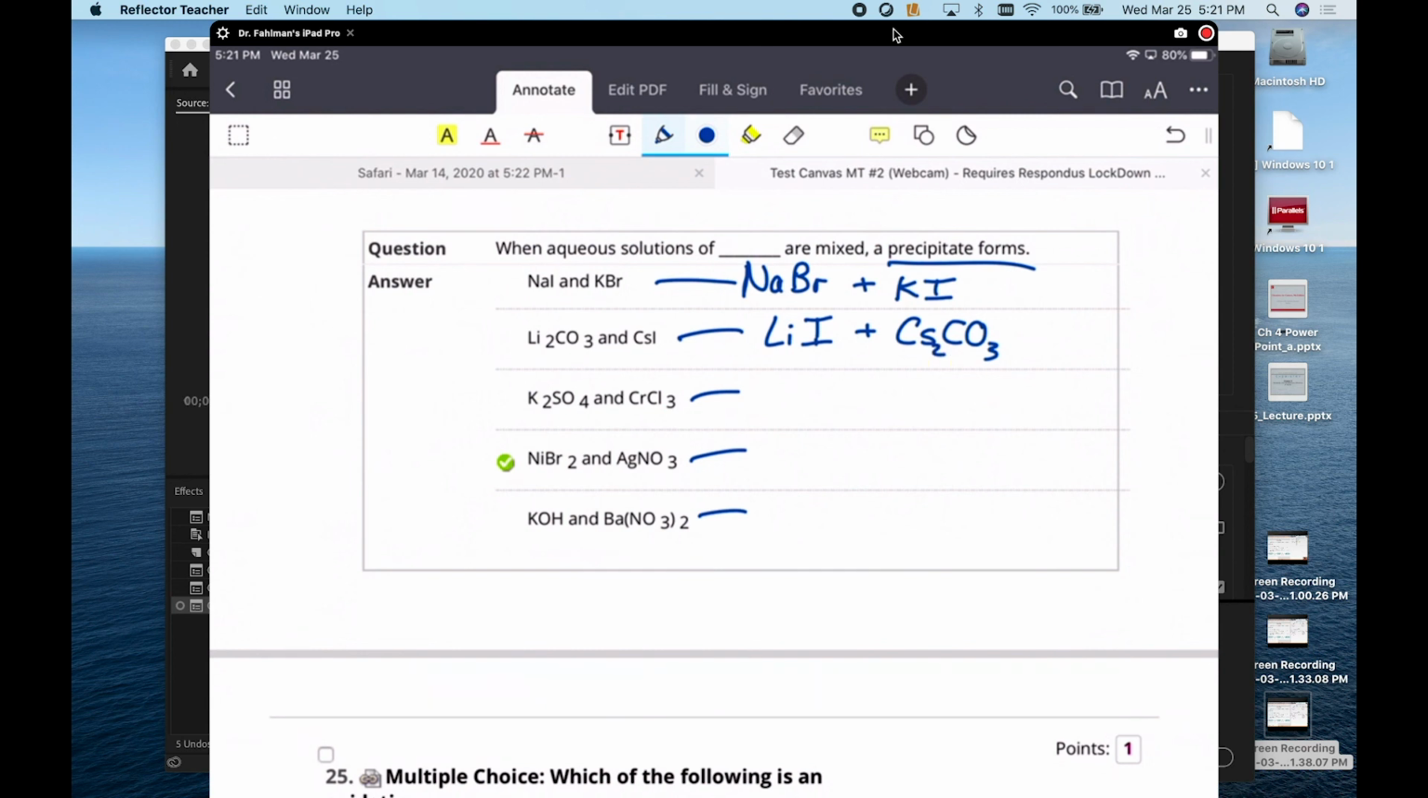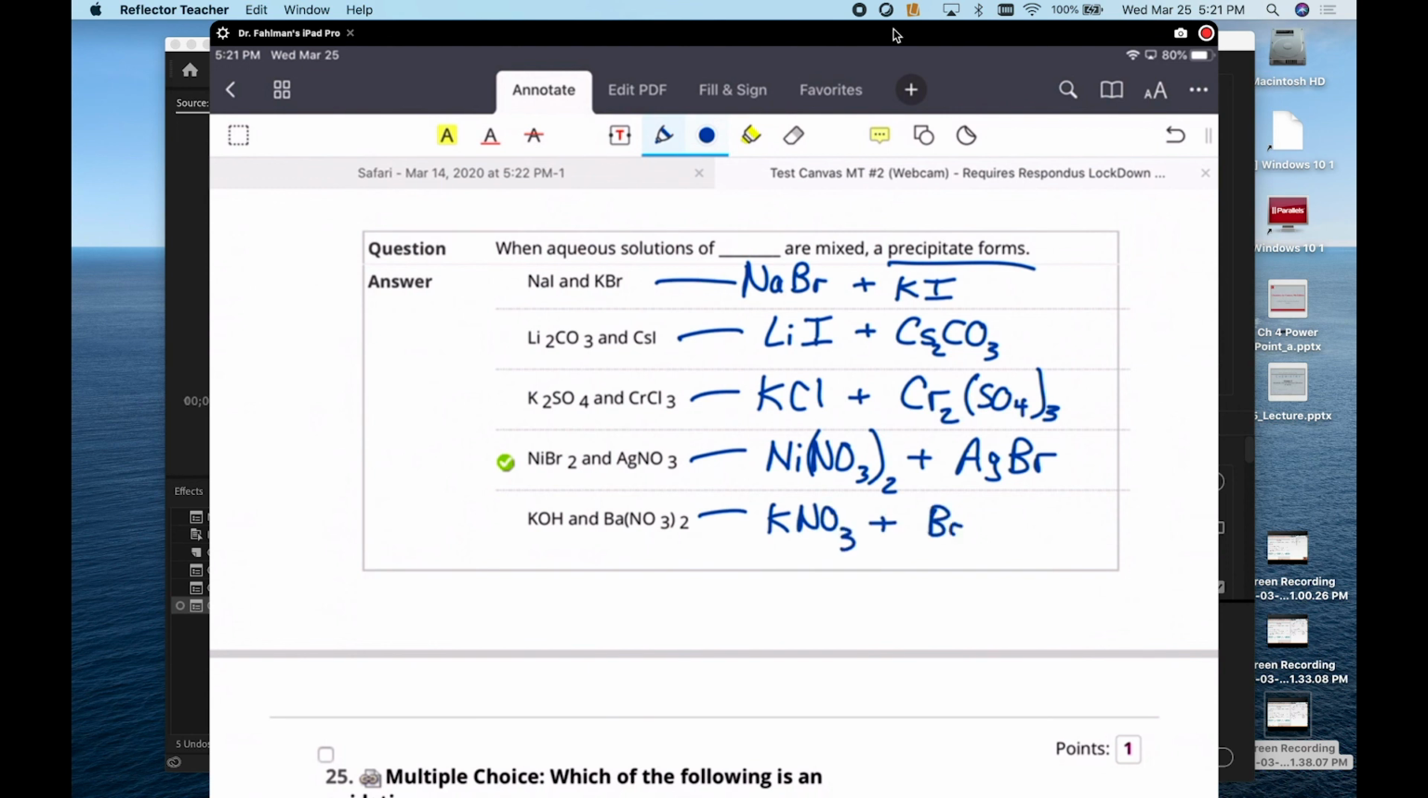And then this is going to be KCl and chromium. That's chromium-3. So that means you're going to have a 2 and then SO4 × 3. Okay. This one is going to be nickel 2 nitrate. So it's that. And silver bromide. And then this one is going to be KNO3 and barium hydroxide. Okay, so again, they're just swapping partners. So the potassium steals the nitrate, barium steals that, nickel goes with that, okay, etc.